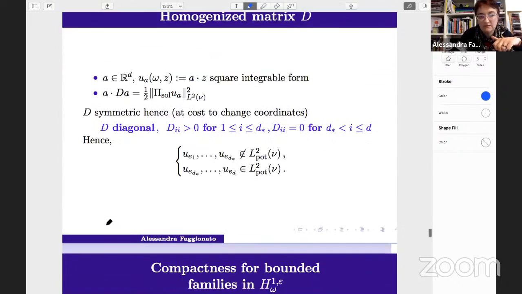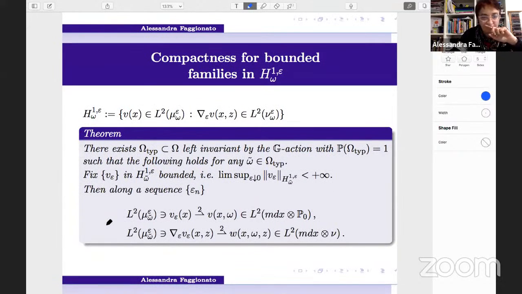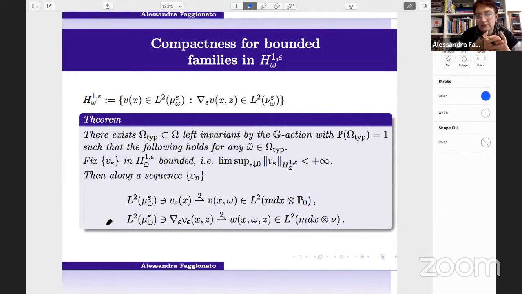I skip this, but what I want to say is this result. Why is two-scale convergence important? It's important because there is a compactness property, and it's the following. It's even more general, but in the applications that I will discuss in the next talk, we will deal with families of functions that are bounded in the H2 space. I recall that this is the set of functions v which are square integrable with respect to the rescaled reversible measure, and such that also the epsilon gradient, the spatial gradient, is square integrable with respect to the right measure. And then there is this theorem.